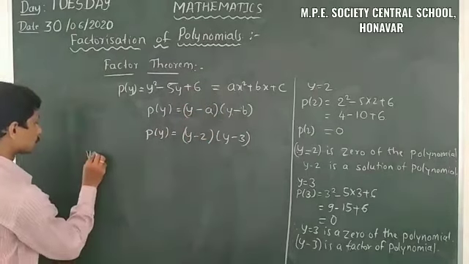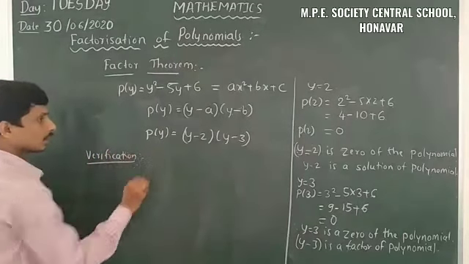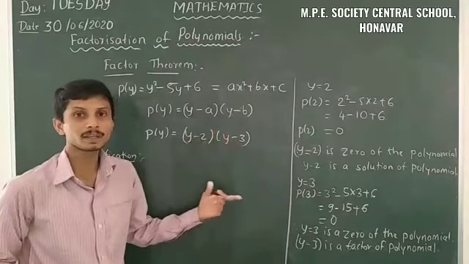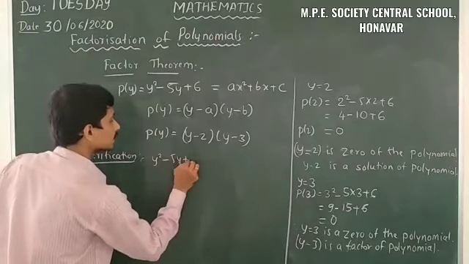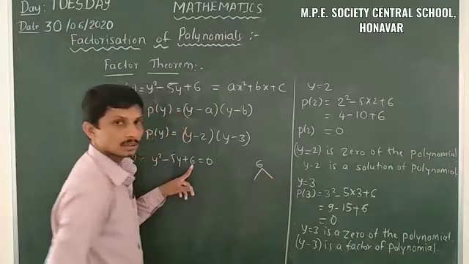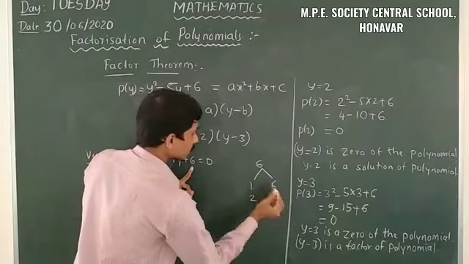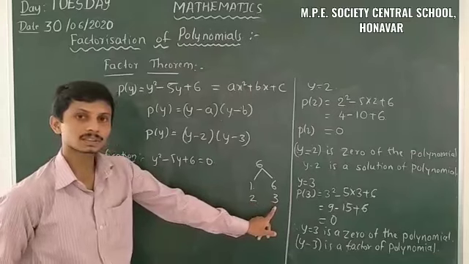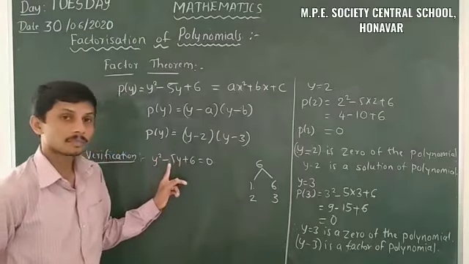So verification. Here we found it by taking the factor theorem. So we have to verify by using splitting of the middle term. So y square minus 5y plus 6 is equal to 0. So we have to take the factors of 6. So 1 and 6, and 2 and 3. So 2 and 3 is possible. 2 into 3 is equal to 6 and 2 plus 3 is equal to 5. So we have to take minus 5 here.